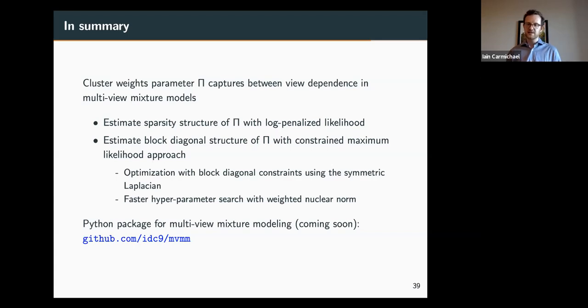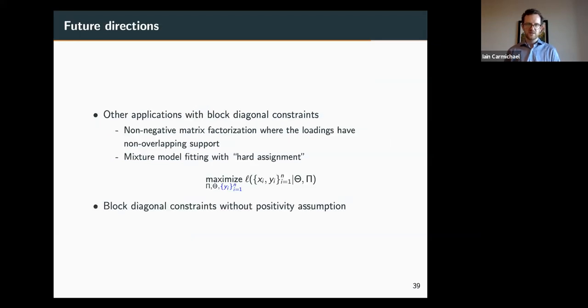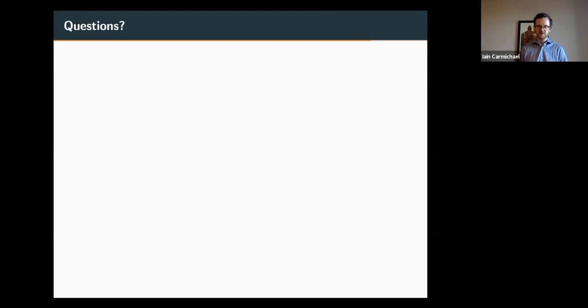The first is to estimate an arbitrary sparsity structure using this log penalty. And the second approach is using these block diagonal constraints. There is, and will be, a publicly available Python package for multi-view mixture modeling that fits the basic model, and of course all these models that I've been talking about will hopefully soon be available on my GitHub and on PyPI. And yeah, I'll stop there. I guess, right, into the Q&A if you have any questions.